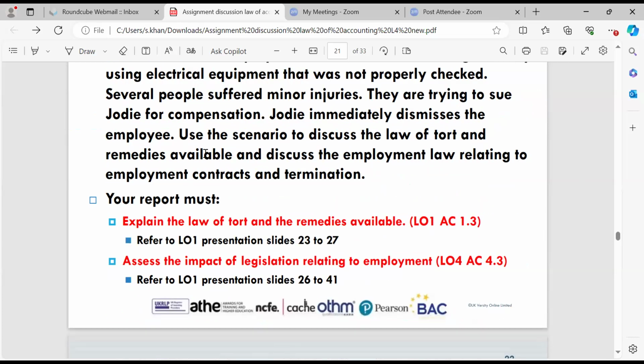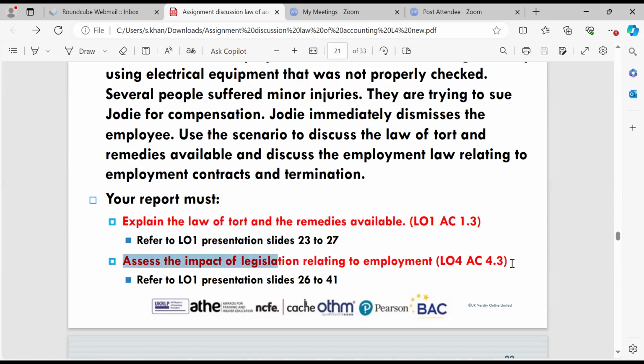Jodie immediately dismisses the employee. Use the scenario to discuss the law of tort and remedies available, and discuss the employment law relating to employment contracts and termination. You must, number 1, explain the law of tort and remedies, and that will be learning outcome 1, AC 1.3. Here you need to refer to learning outcome 1, presentation slides 23 to 27. So each time you're doing the heading, you need to write the answer under the heading.